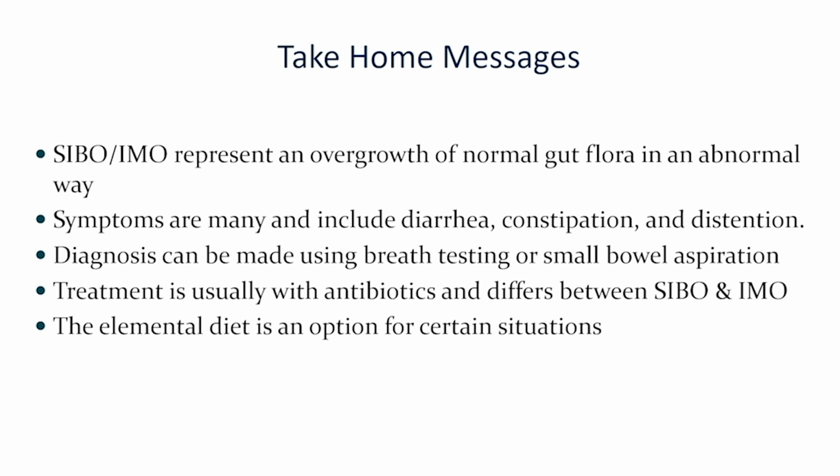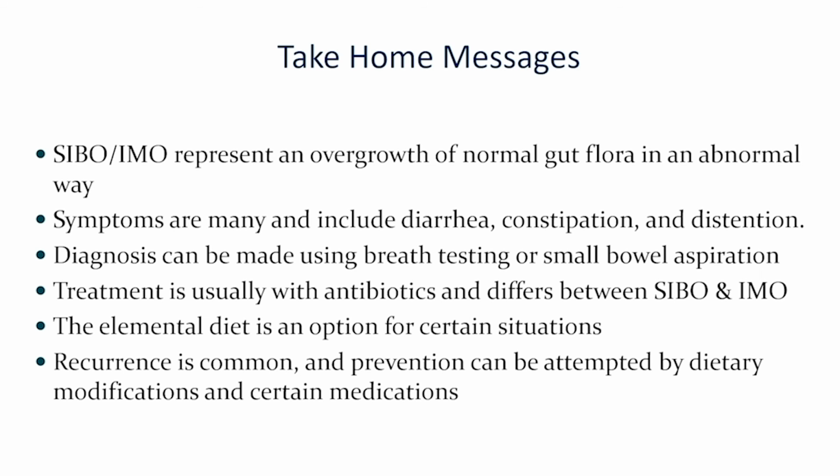So what are the take-home messages? SIBO and EMO represent an overgrowth of normal gut flora in an abnormal way, and that's what causes the symptoms. Symptoms are many and include diarrhea, constipation, and distension. Diagnosis can be made by using breath testing or small bowel aspiration. Treatment is usually with antibiotics and differs between SIBO, EMO, and SIFO. And the elemental diet is an option for certain situations.